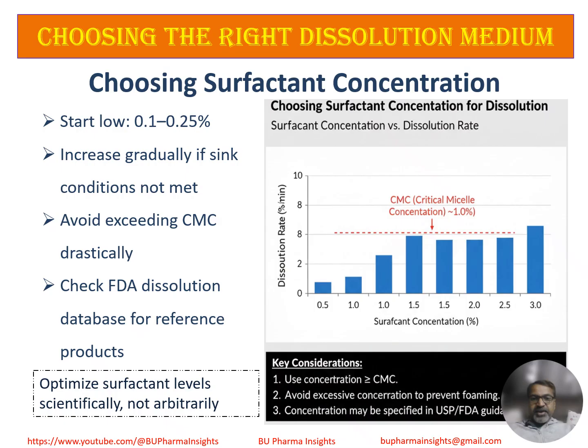When selecting surfactant concentration, always start with a screening study. Begin low, typically 0.1 to 0.25%, and increase gradually only if sink conditions are not achieved. Avoid going far above the critical micelle concentration, as this can mask formulation differences. The final concentration must be scientifically justified using solubility enhancement and discrimination data. It's also good practice to check the FDA dissolution database for reference product benchmark.